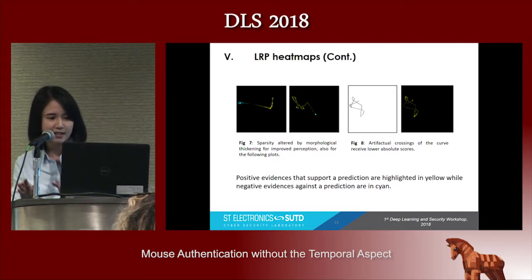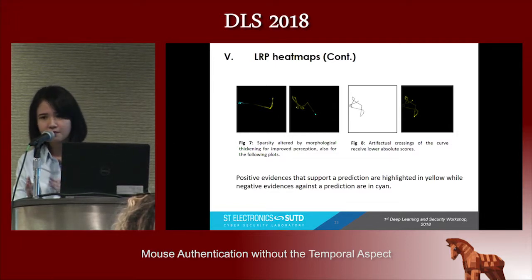So the blue regions are simply negative evidence against the prediction, and the yellow regions are simply positive evidence that supports the prediction. What we want to know from these LRP heat maps is what exact features are learned by the network. Are they learning the start and end points of the curve, or long straight lines or kinks, or are they learning crossings as shown in figure 8?